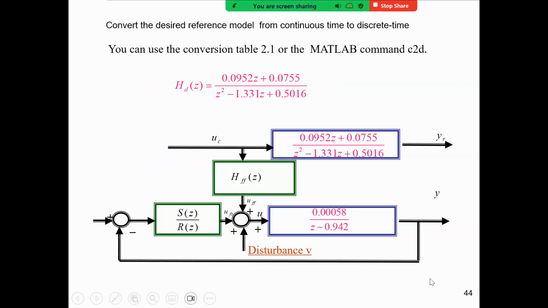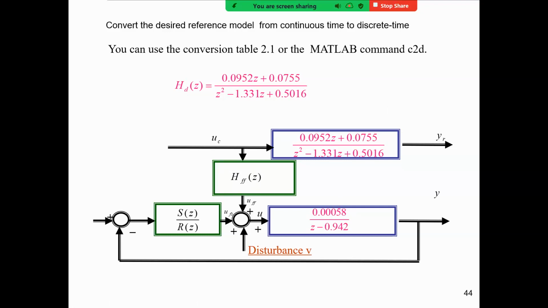That is the reference model for the continuous time. Then you can use the conversion table or the MATLAB command c2d to get the reference model from continuous time to discrete time. Remember, it always depends upon the sampling period, so a different sampling period gives a different answer. This will be the reference model you want to follow. So in this block diagram, this is the reference model you already have. Now you are given the transfer function of the system, B over A. Then you just need to design the feed-forward transfer function and the feedback transfer function, also assuming that a disturbance is affecting the system.